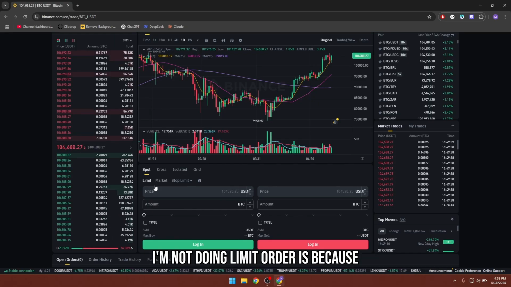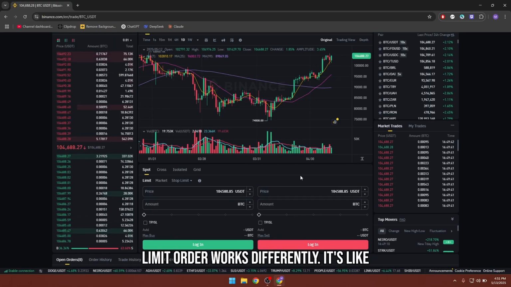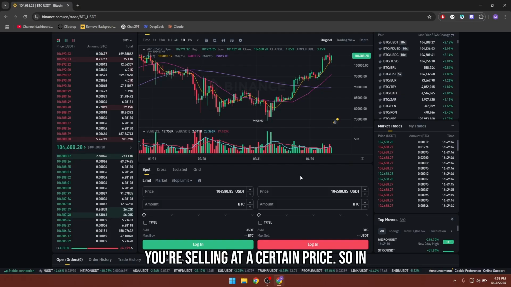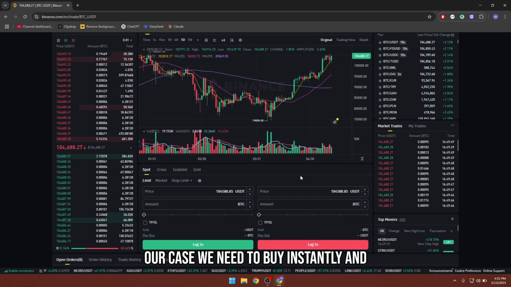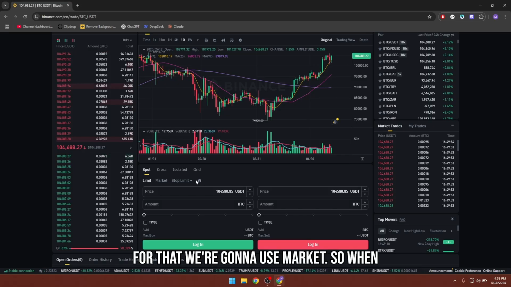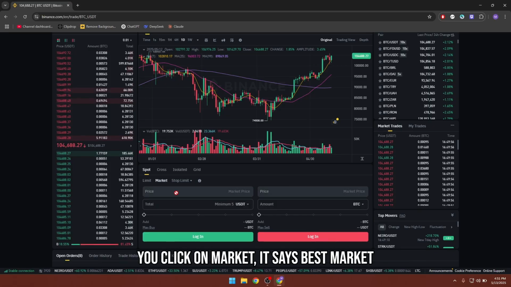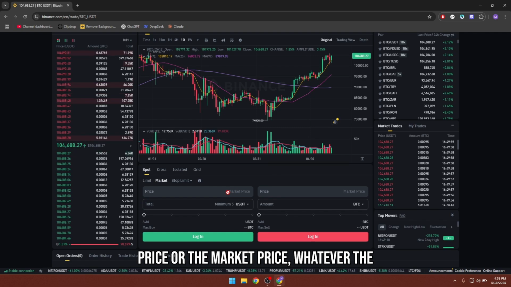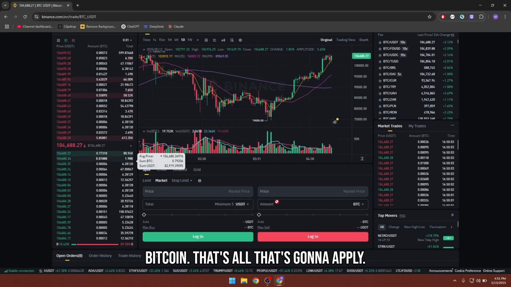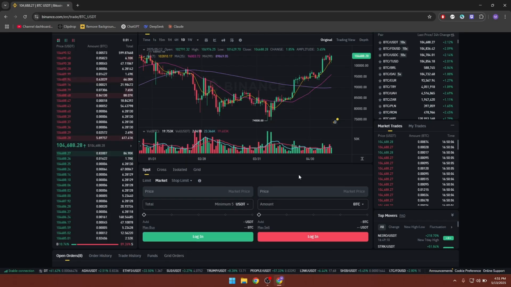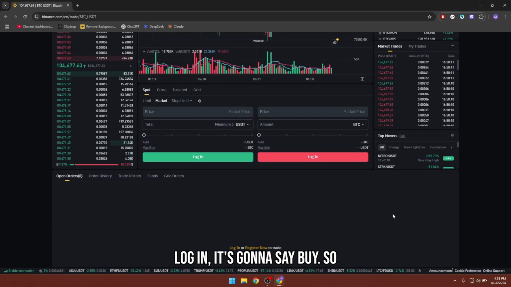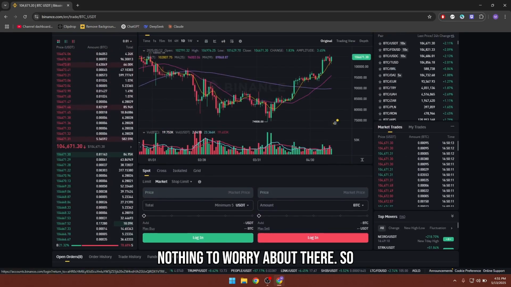Now the reason I'm not doing limit order is because limit order works differently. It's like you are buying at a certain price and selling at a certain price. In our case, we need to buy instantly and sell instantly. So for that, we're going to use market. When you click on market, it says best market price, whatever the market price is currently for Bitcoin. That's all that's going to apply. It says login here, but when you log in, it's going to say buy. So nothing to worry about there.